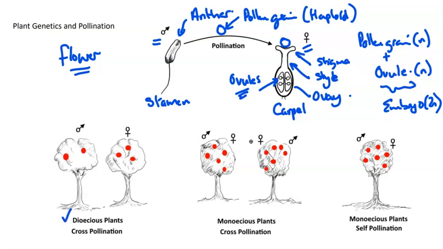Now, a dioecious plant is where you have male flowers. So the flower is only male, and therefore would only have the anther type structure. And then there are female flowers, and they're on separate plants, and that of course would mean the stigma, the style, and the ovary. And so we only find male flowers here, and we only find female flowers here.